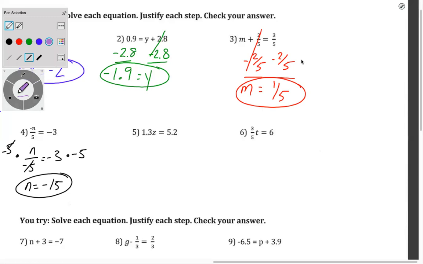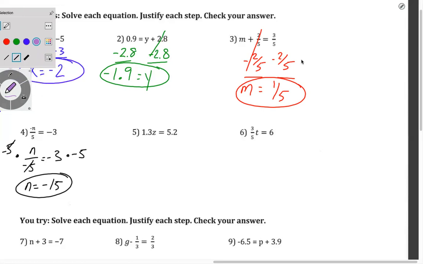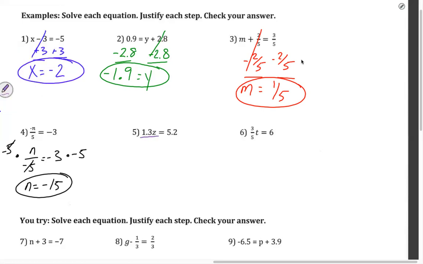All right. Now let's do this. It says times 1.3. So z times 1.3 is what we're doing. So we're going to subtract, or not subtract, we're going to divide. So we cross them out. We are left with z equals, well, 5.2 divided by 1.3 is 4.